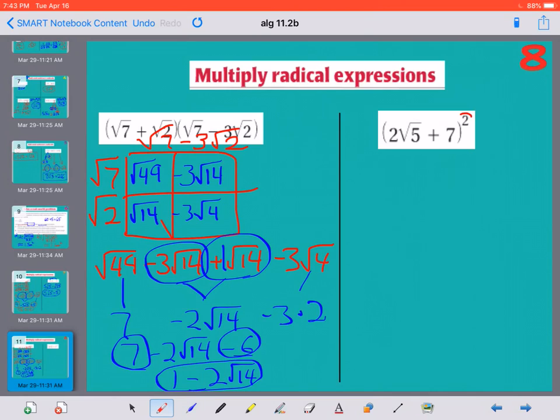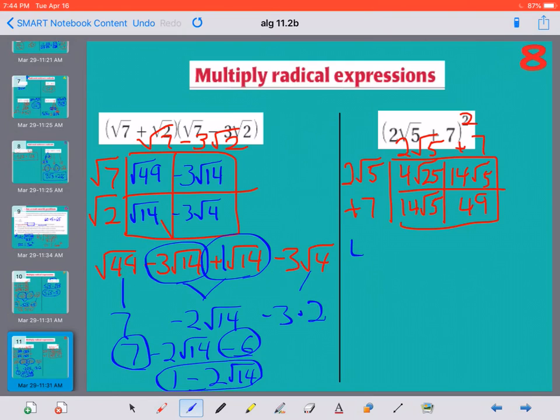Last problem, this is squared, so what this is saying is we basically have this twice. So if I draw this box, then we'll have 2 times the square root of 5 plus 7. 2 times the square root of 5 plus 7. 2 times 2 is 4. Square root of 5 times the square root of 5 is the square root of 25. 2 times 7, that's 14, and the square root of 5. 2 times 7 is 14, the square root of 5. 7 times 7 is 49.